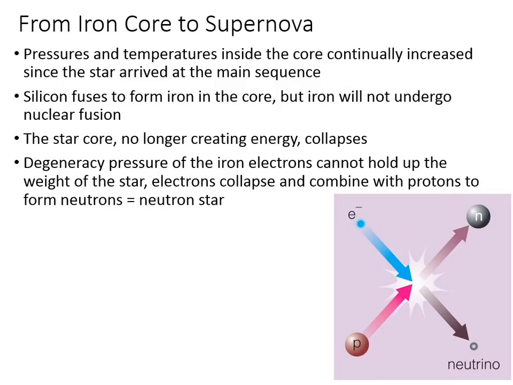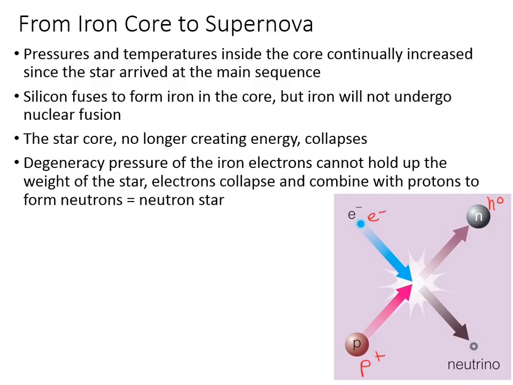You're actually seeing over here on the right a proton plus an electron goes to create a neutron. I know it's weird, but under great pressures and great temperatures, that's what happens. So you end up with an object in the core that used to be an iron core. Now it's basically just kind of a neutron sort of object.